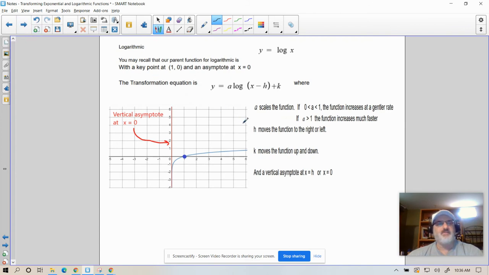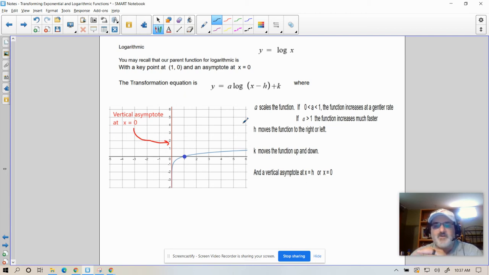Here we go, logarithmic. You may recall that our parent function for log is y equals log x. The transformation equation is y equals, again, you have the a in front of log. That's our scalar. And then we have x minus h plus k. Notice all these equations are pretty much the same. So a scales the function. Again, same scalar. H moves the function to the right or left. K moves the function up or down.